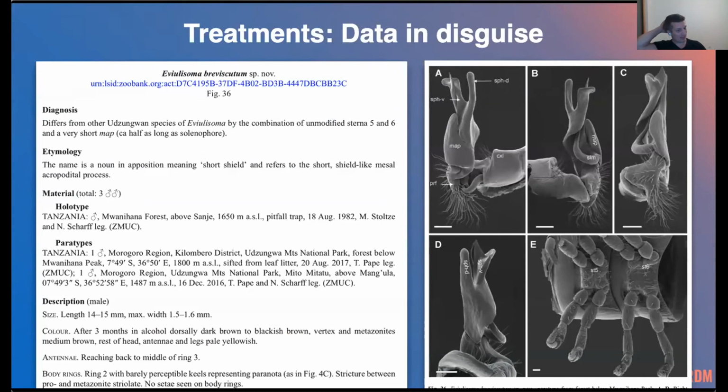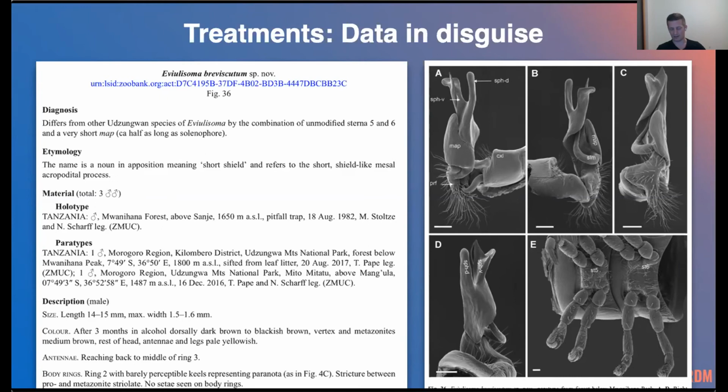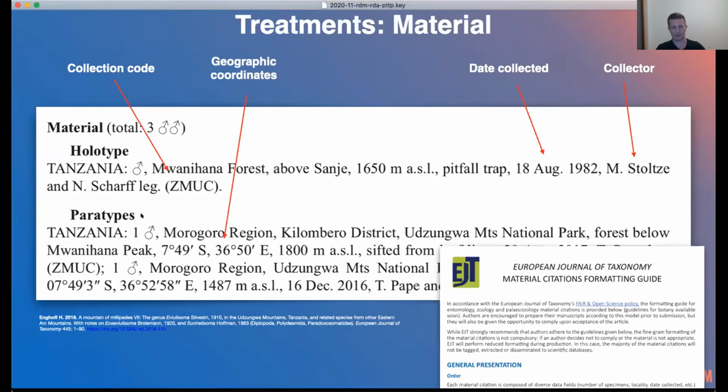And once you start looking into these taxonomic treatments, you'll see it's essentially data in disguise. So you have names with identifiers, you have descriptions of them, you have material, like what are the actual physical specimens, right? And you have these images that are taken according to very specific scientific standards.